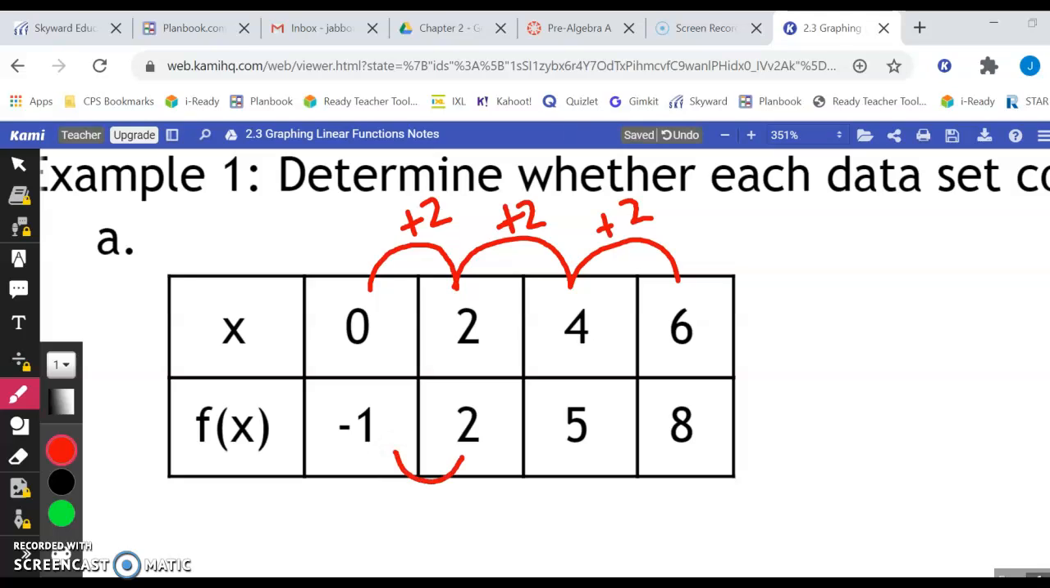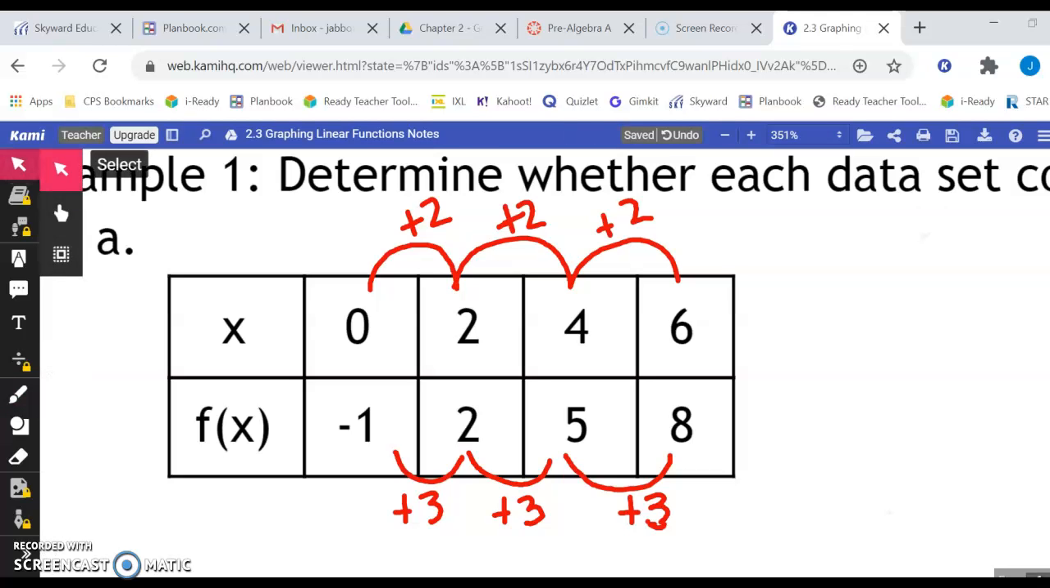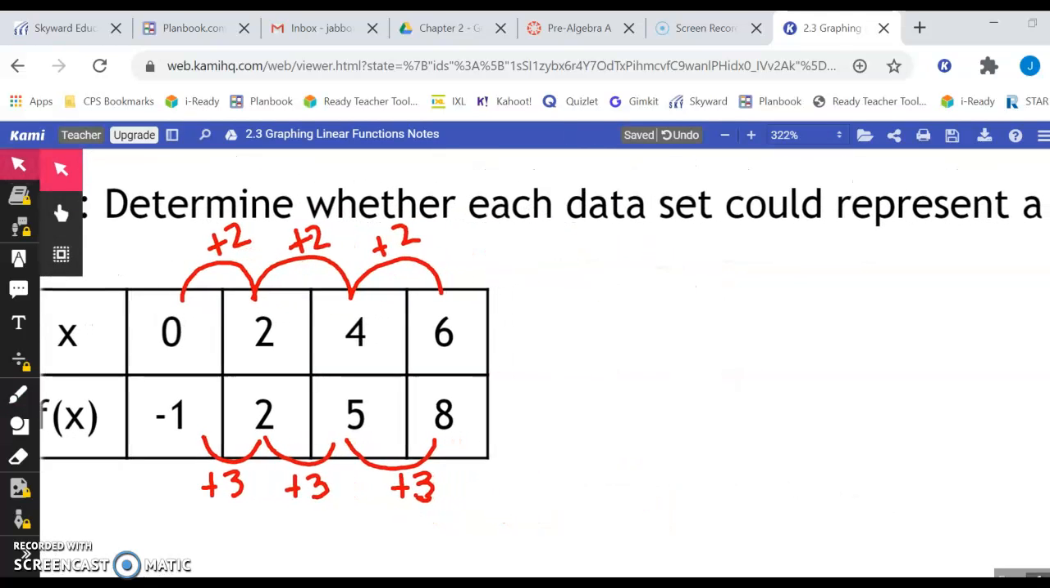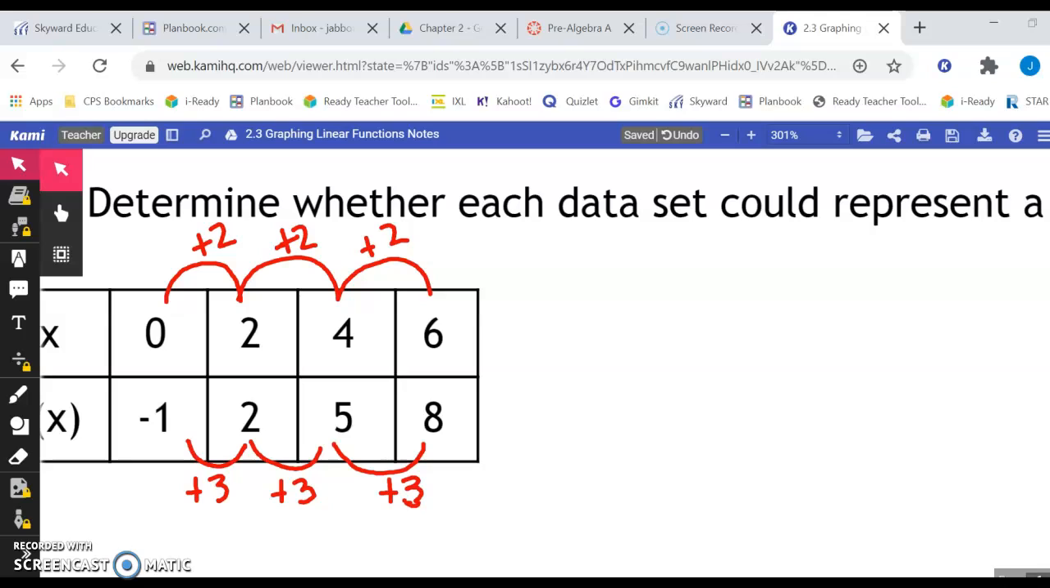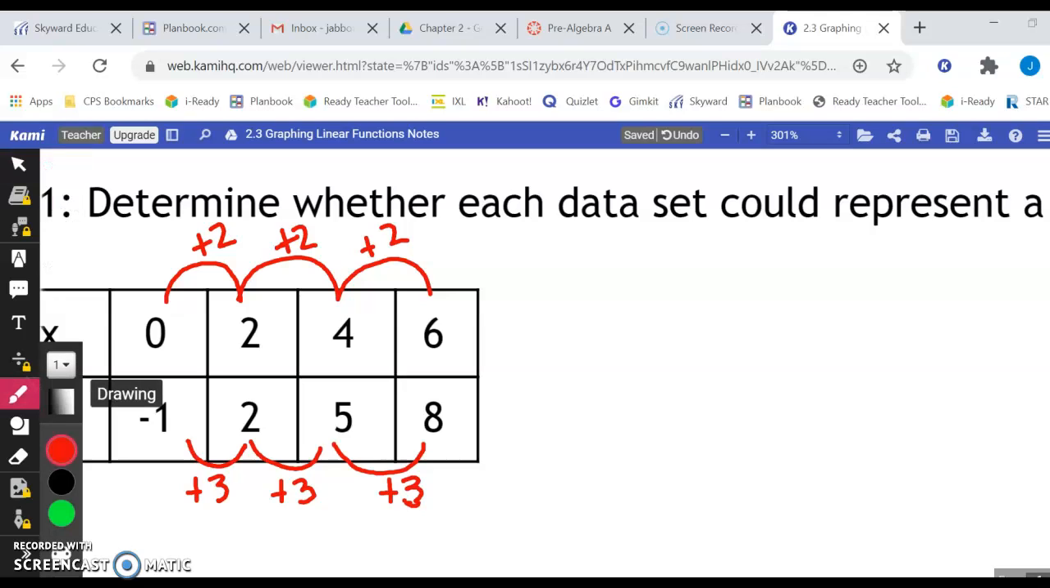And then from -1 to 2, that would be adding 3. 2 to 5 would be adding 3. And 5 to 8 would be adding 3. And that's good as well. That's a common first difference. So both have the exact same change on the top and the bottom. So we can go ahead and say, yes, this would represent a linear function.